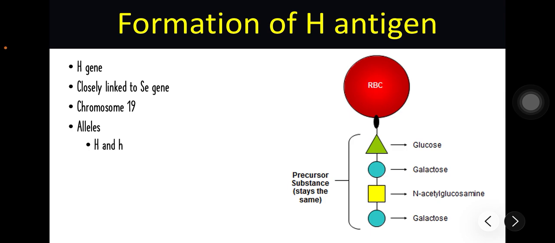So why does L-fucose matter? L-fucose is known as the immunodominant sugar for the H antigen. This means it is the specific molecule responsible for H specificity. Without this sugar, the structure cannot function as a foundation for the ABO system.